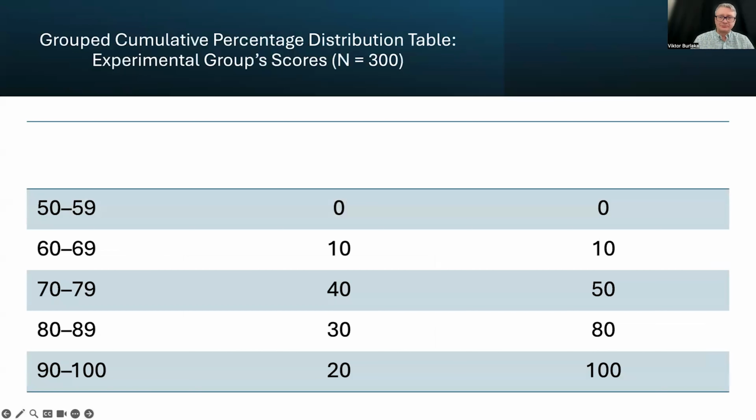This table shows group cumulative percentage distribution of scores for an experimental group. In research, we often want to group scores into ranges to see overall patterns. For example, here we can see how many participants scored within each range, like 60 to 69 or 70 to 79, and what percentage of the total they represent.